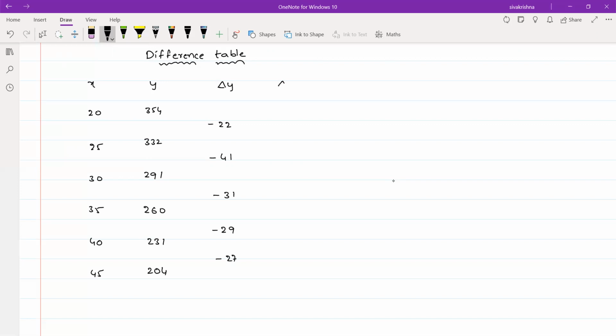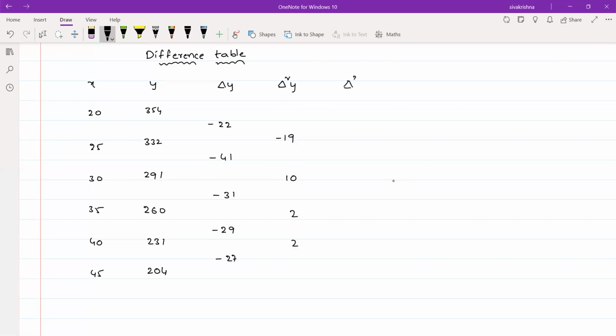So coming to the second differences, delta square y. Minus 41 minus of minus means plus 22. Minus 41 plus 22 gives minus 19. Next, minus 31 plus 41 gives 10. Minus 29 plus 31 gives 2. And minus 27 minus of minus means plus 29 gives also 2. So these are the second differences.